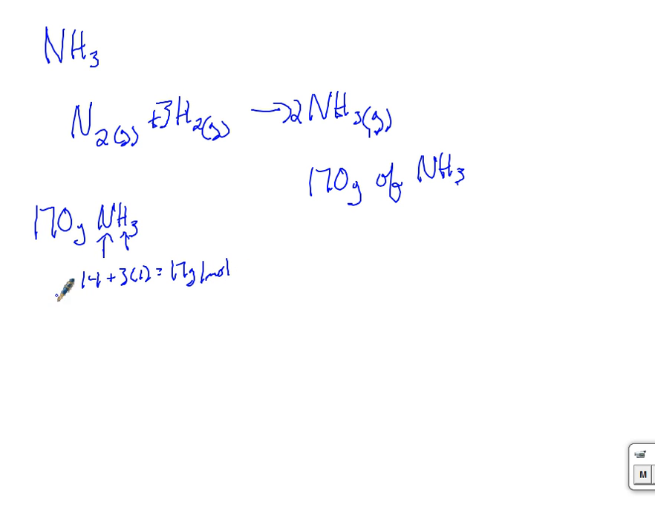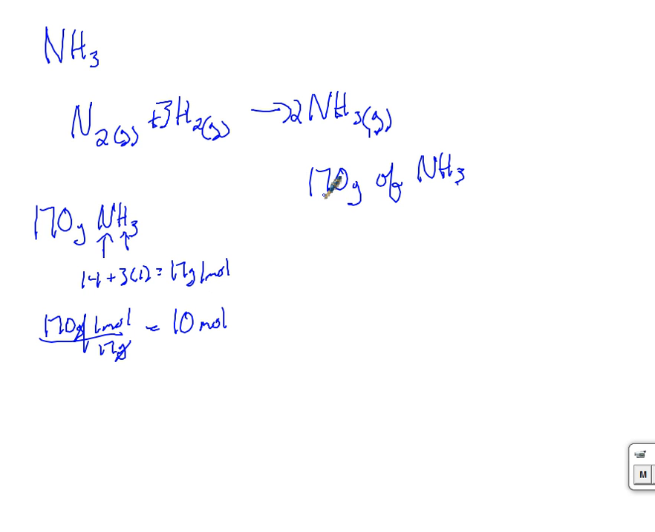If I have 170 grams and I want to know how many moles that is, I have 170 grams times 1 mole per 17 grams. My grams will cancel, and it will tell me I have 10 moles. So we want to produce 10 moles of ammonia gas. So what do I need to start with?